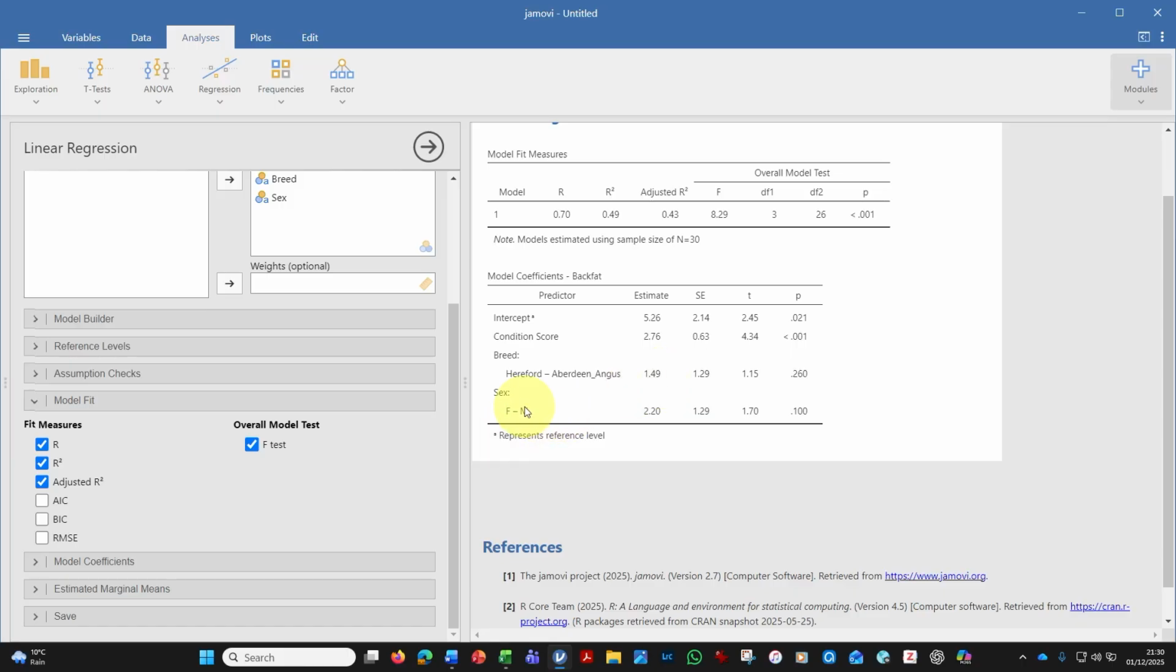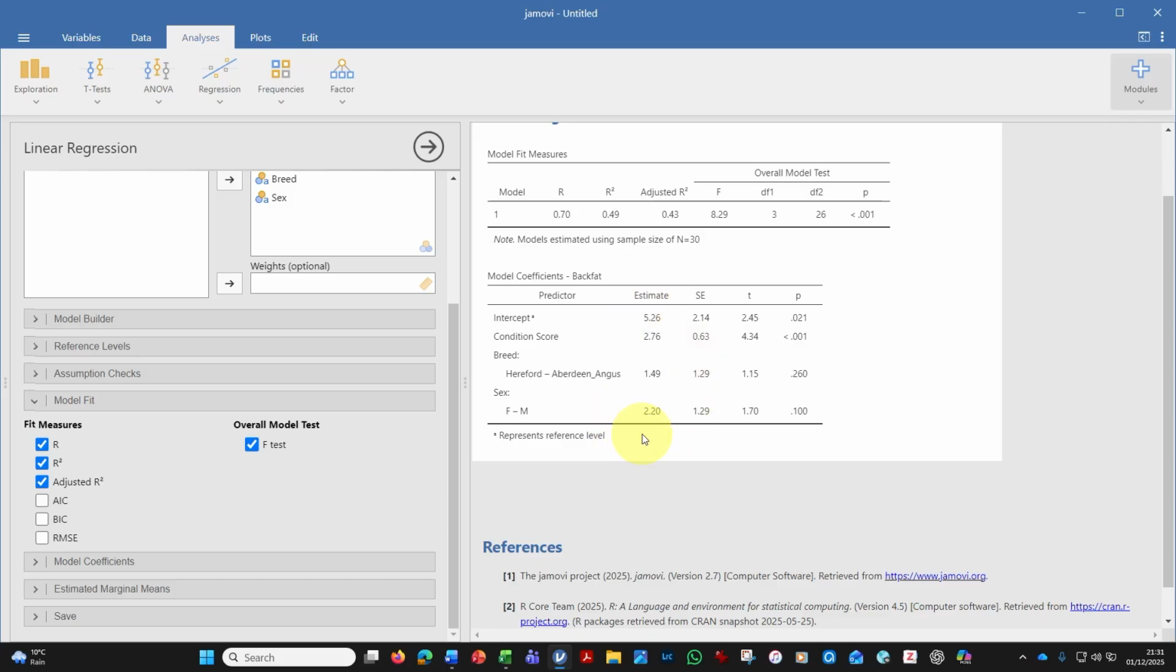Here we've got the male as the reference level, and the male would get a score of 0, and again that's included in the intercept or the constant, and that's what this means. It represents the reference level. So all of the male and Aberdeen Angus is in the intercept, but the female has an additional 2.20 millimeters of back fat compared to the male on average, and that's our model here.